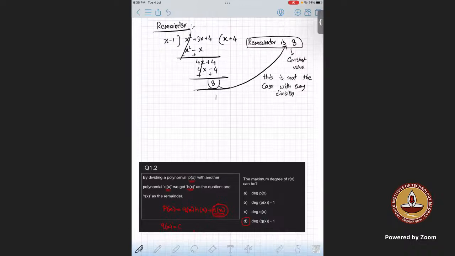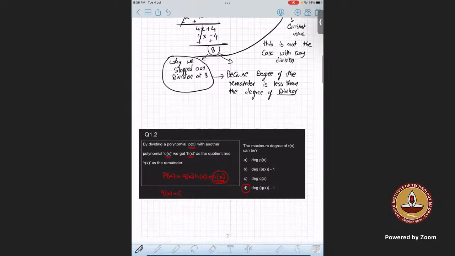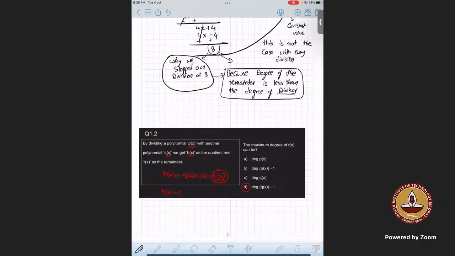Why do we stop our division at 8? Because 8 is the remainder, and the degree of the remainder is less than the degree of the divisor. So we stop the division.